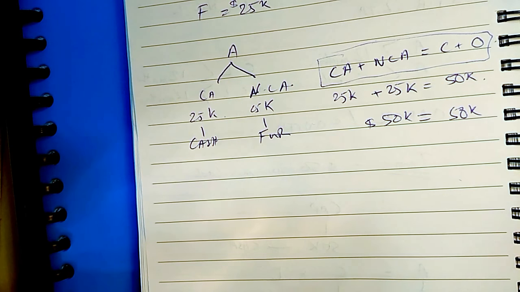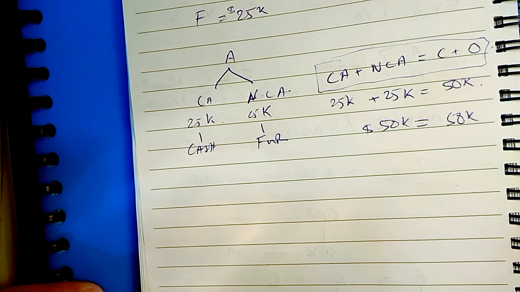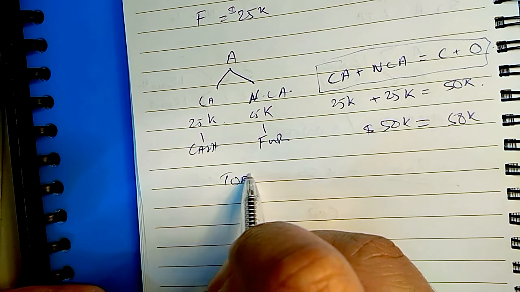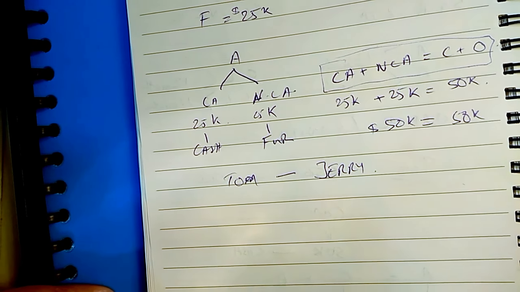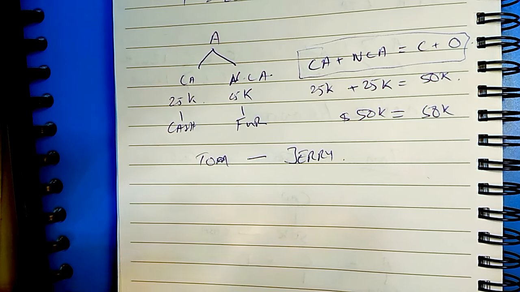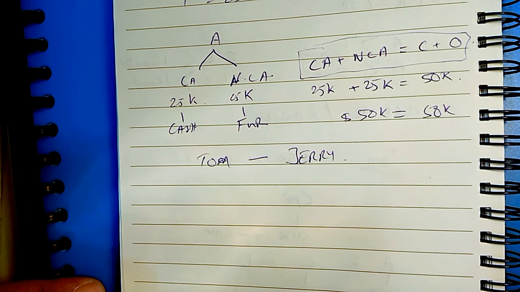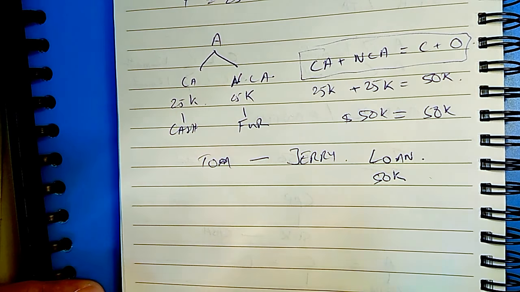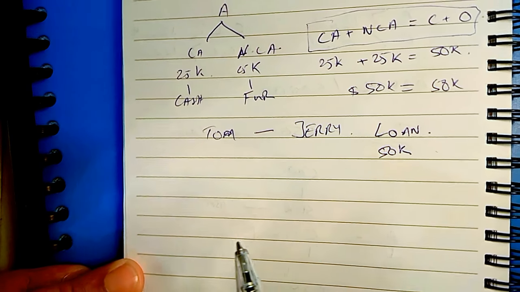Okay, now let's bring liability into the picture. Let's say Tom goes to his friend Jerry and says, I need to borrow some money, can you lend me some money? And Jerry says, okay, you're doing a business, best of luck, I will give you 50,000. So that's a loan, 50k. Let's see what happens with the accounting equation.